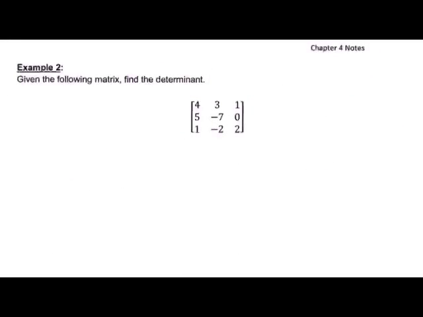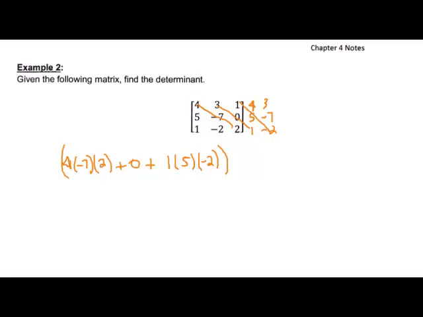Example 2 says, given the following matrix, find the determinant. So again, when we have a 3 by 3 matrix, we want to look at the diagonals and multiply them. So the first thing we need to do is rewrite our first 2 columns. So we have 4, 5, and 1. 3, negative 7, and negative 2. So again, we're going to multiply the diagonals. So we have 4 times negative 7 times 2, plus 3 times 0 times 1, which we know is just 0, plus 1 times 5 times negative 2. And then we are going to subtract the opposite diagonal.